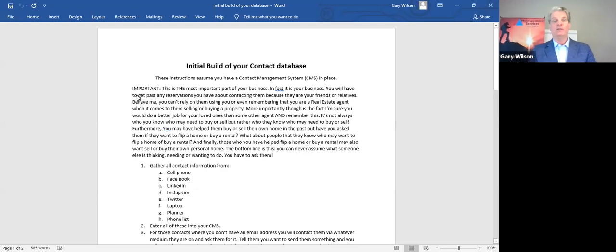I don't want to repeat all this, but I'll just highlight some of it. This is the most important part of your business. In fact, it is your business. You will have to get past any reservations you have about contacting these people because they are your friends or relatives. Just let that sink in for a second. You're going to have to get past any reservations you have about contacting these folks because they're your friends or relatives.